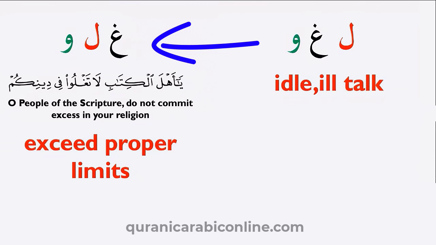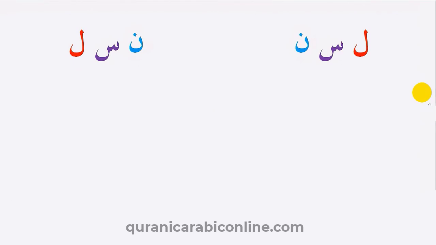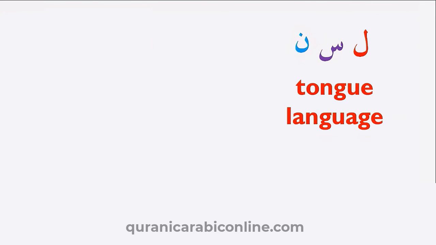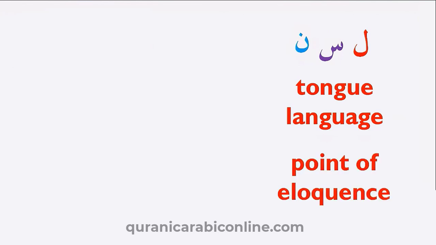Now let's get to the base letters where it was used. So here it is. It's the lam, the sin, and the noon. From this root we get the word for tongue, lisan. And lisan can also mean language. And it's interesting that the tongue actually is the point of eloquence. And that's the way it's used in the Quran.